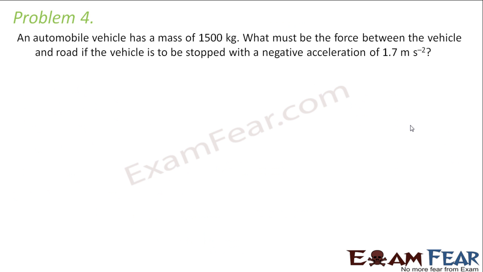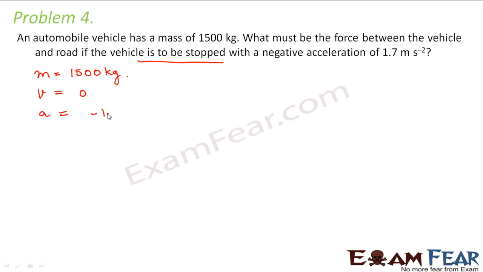Let us now have a look at this problem. It says an automobile vehicle has a mass of 1500 kg. What must be the force between the vehicle and the road if the vehicle is to be stopped with a negative acceleration of 1.7 meter per second square? So we are given that the mass of the vehicle is 1500 kgs, right? And we want the vehicle to be stopped in some time. That means we want the final velocity to be 0. It also says that it has a negative acceleration of 1.7 meter per second square. So we have to calculate the force.